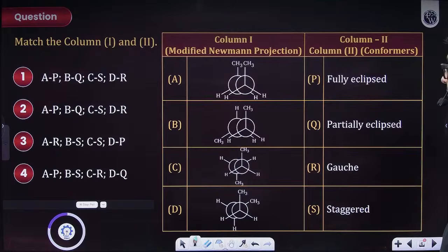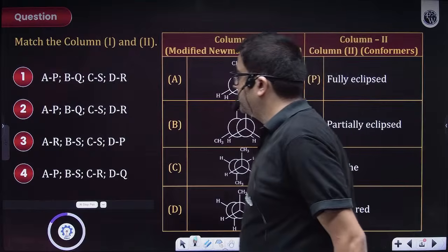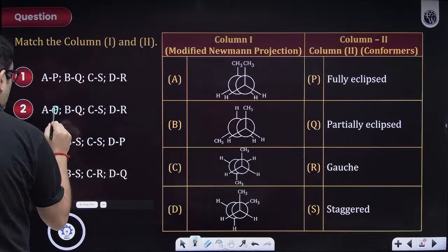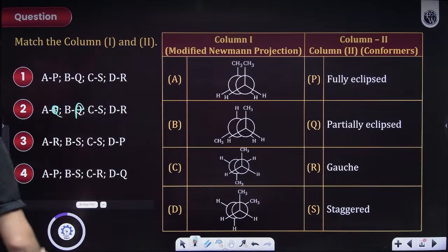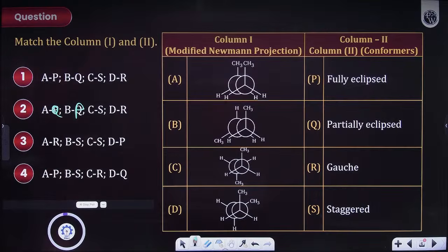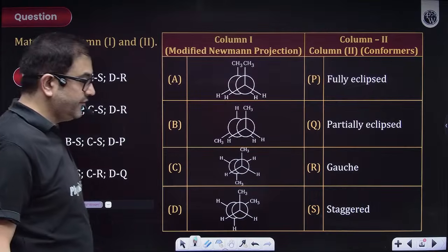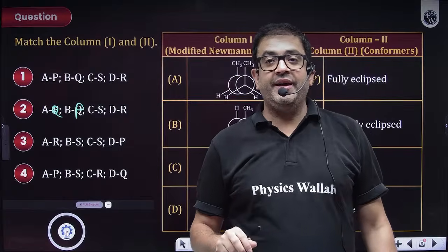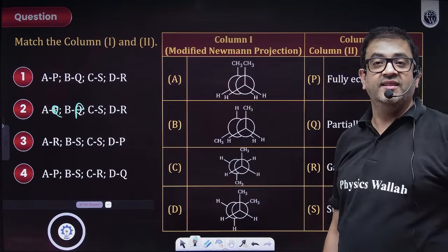Sir, 1 and 2 are the same. Okay, so let's make it Q and P. Thank you, beta. Yes, they were the same. So A is Q, B is P. Then the options are different, so at least you can try.